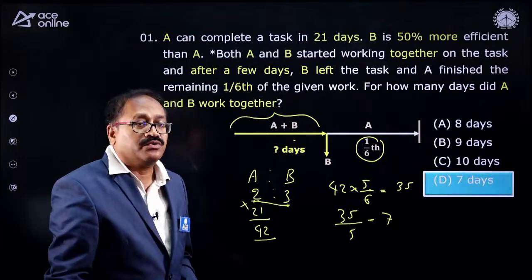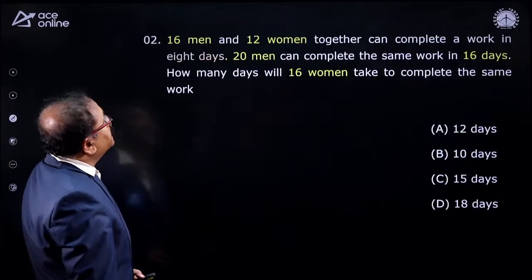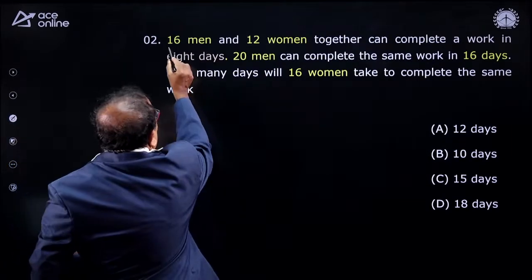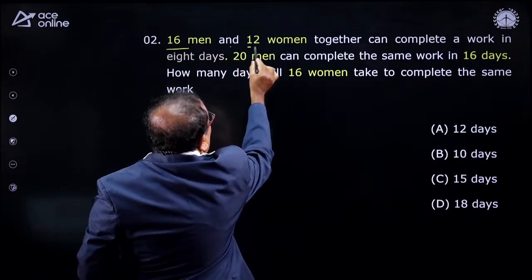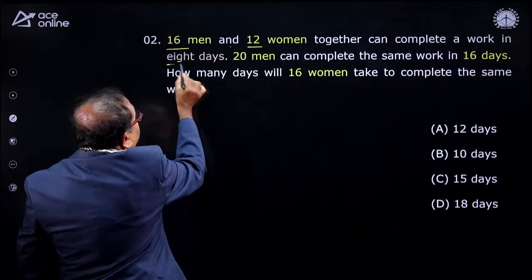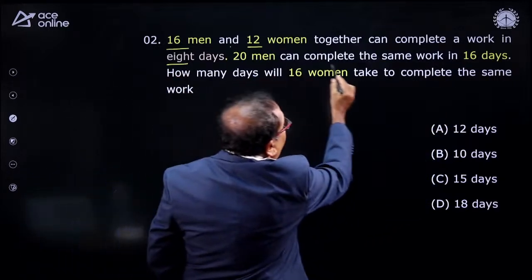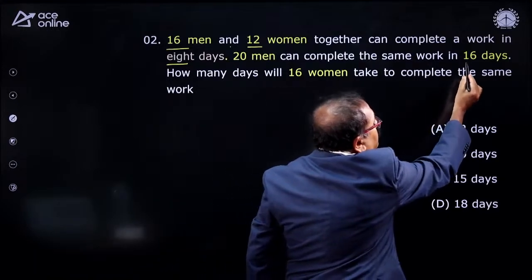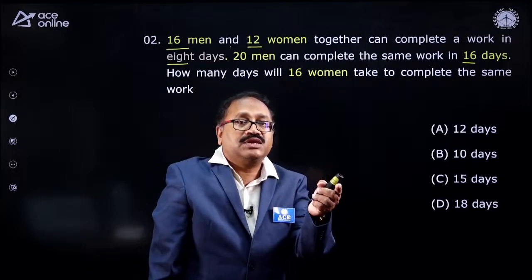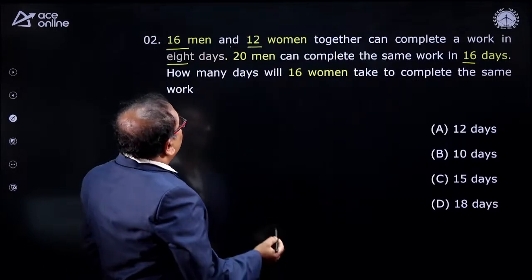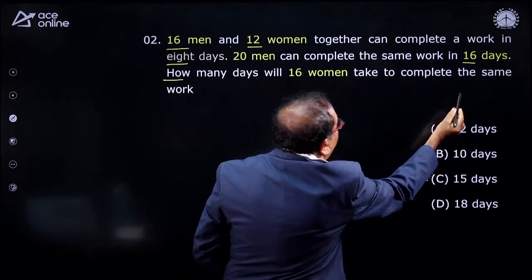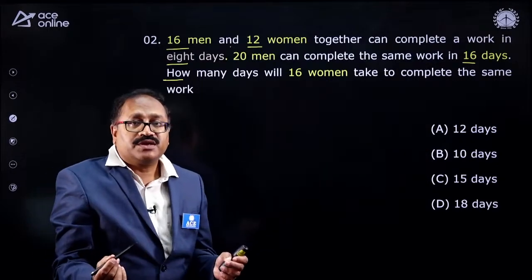Moving to the next question. What is this question, my friends? 16 men and 12 women together can complete a work in 8 days. 20 men can complete the same work in 16 days. Now the question is, how many days will 16 women take to complete the same work?